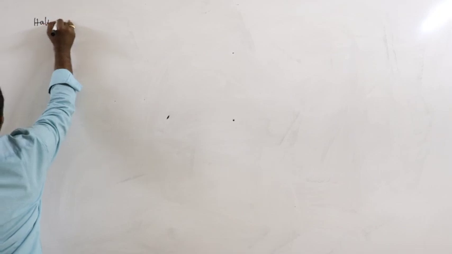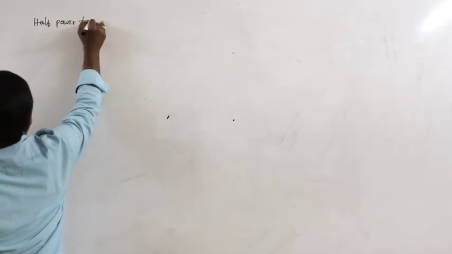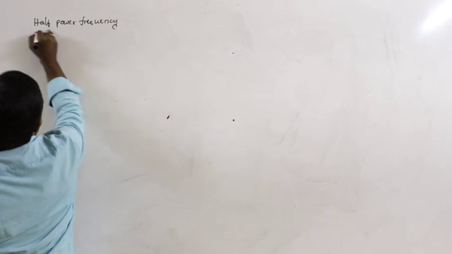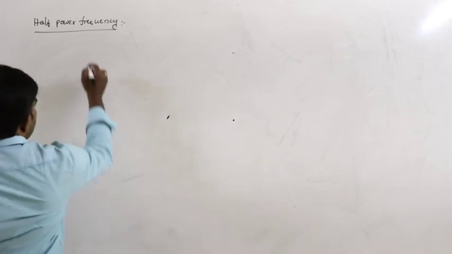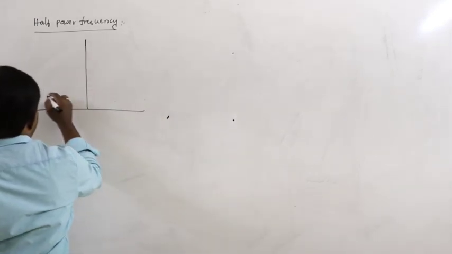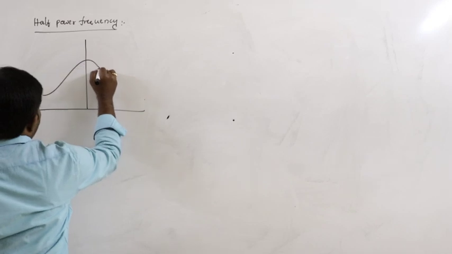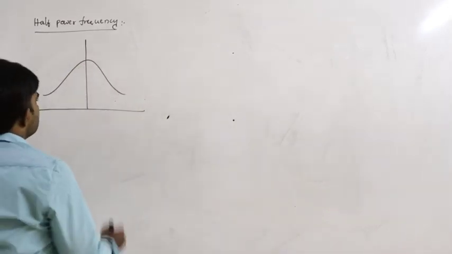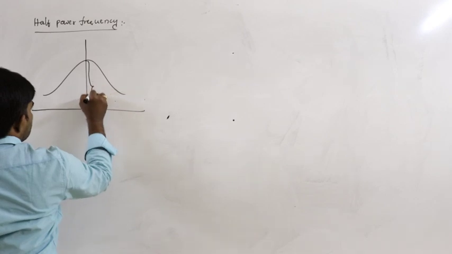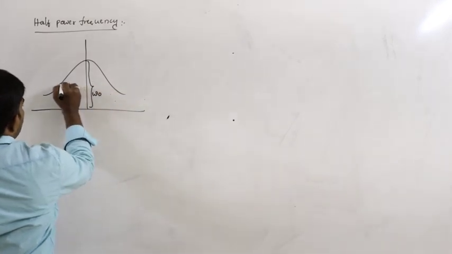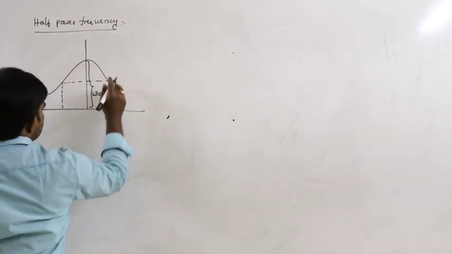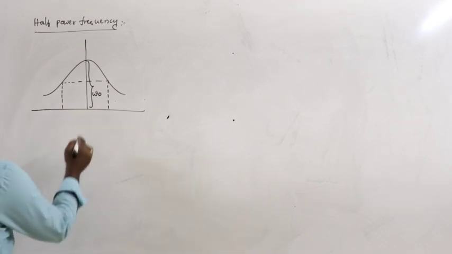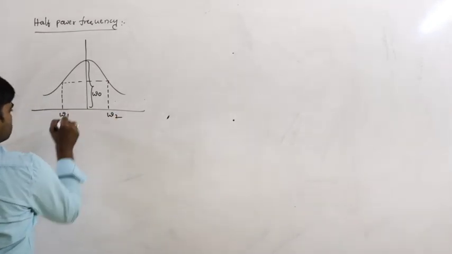So next, half power frequencies. Let us say this is the maximum value, this is the maximum frequency, let us say it is omega naught. But at a particular frequency, the power in the circuit is half that of the maximum power. That is called, so it is omega 2 and omega 1.